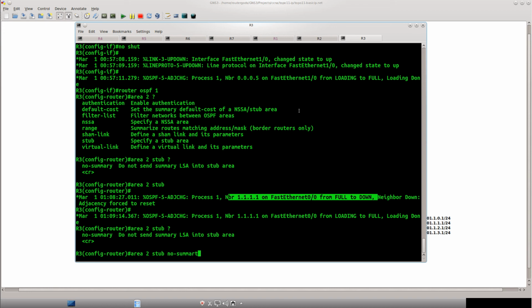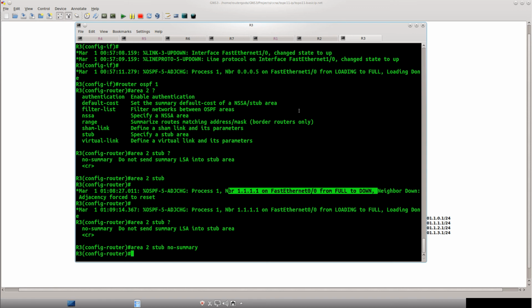That sounds kind of weird. You may be thinking no summary, so it's not going to do a default route. Here summary does not mean default route. Summary means summary LSA. So make this into a stub and don't send type 3 LSAs into there. So watch what happens. Hit enter.